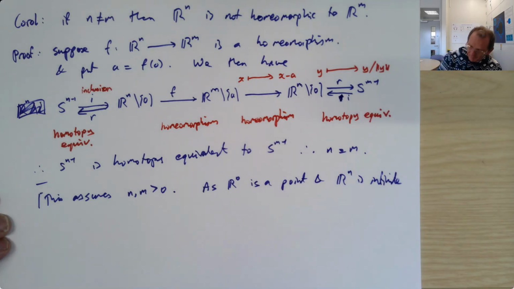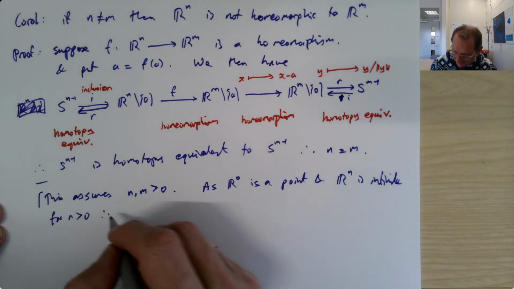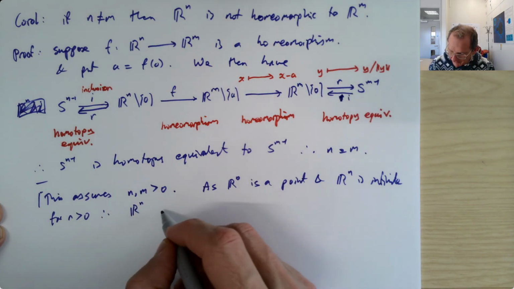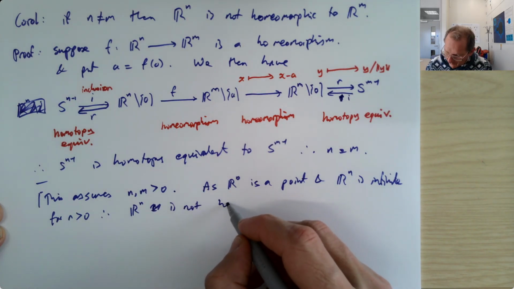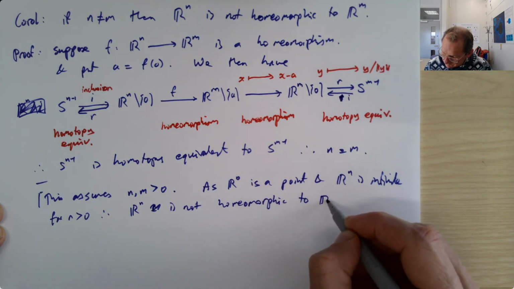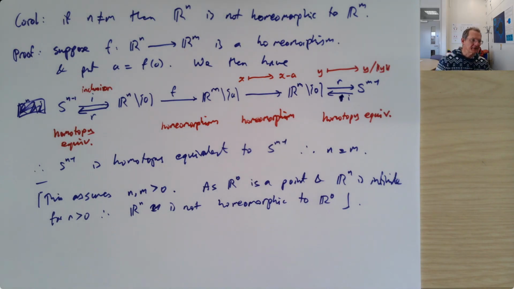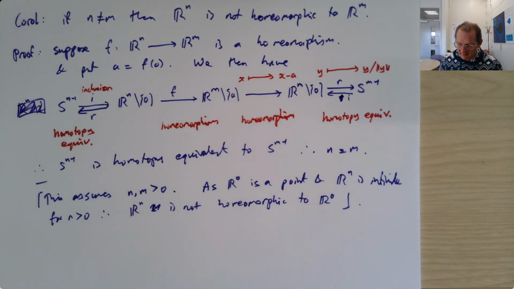Of course, R^0 is just a point, and R^n is infinite for n greater than 0, so the case where n or m is 0 is kind of trivial. We actually use algebraic topology for the general case. So those are the most basic applications of homology theory. We'll do some slightly more advanced applications in the next video.